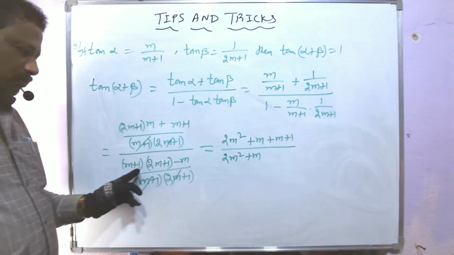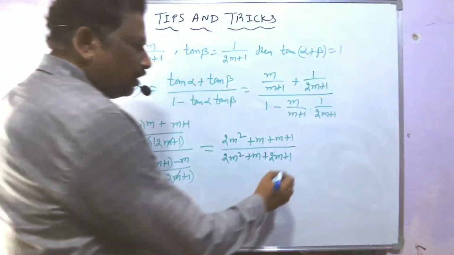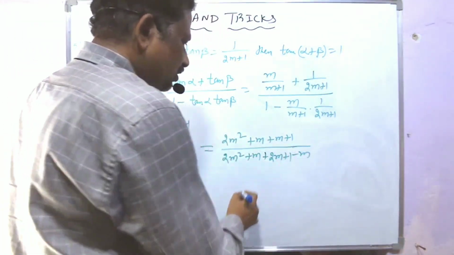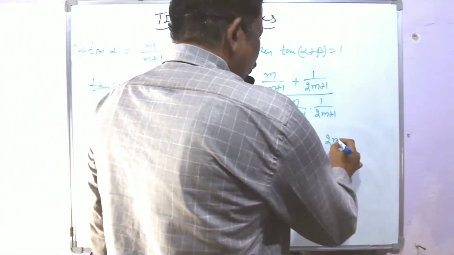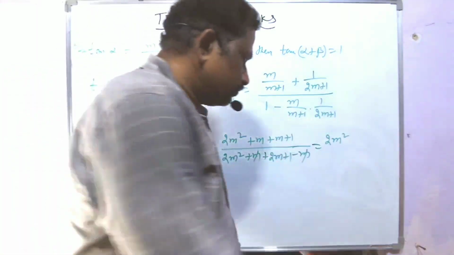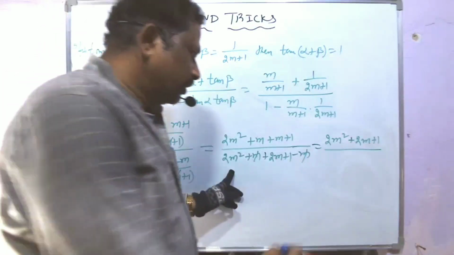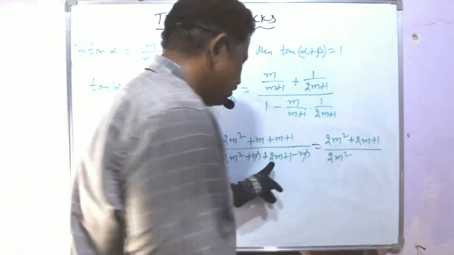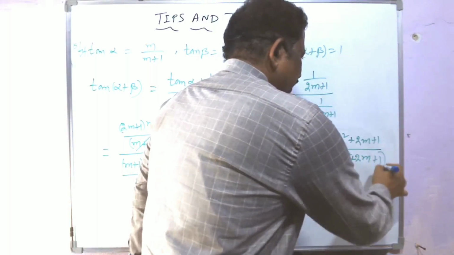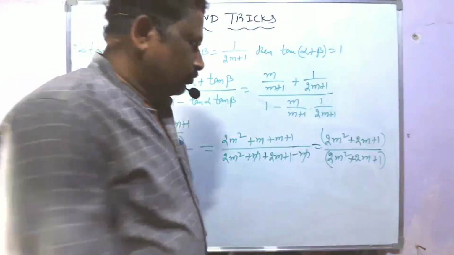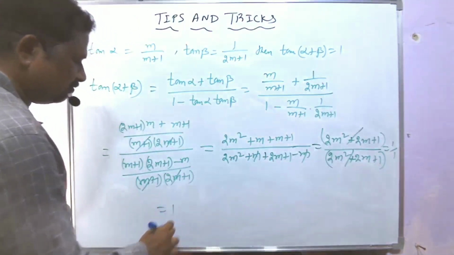Okay, next we have to multiply these two with 1 plus 2m plus 1 and minus m. So here plus m minus m gets cancelled. What is left behind you have to see? 2m square, m plus m, 2m plus 1 in numerator. Next coming to denominator, 2m square plus 2m plus 1. Keep bracket and observe these two are equal. Both will get cancelled. 1 by 1, that is equal to, will get 1.